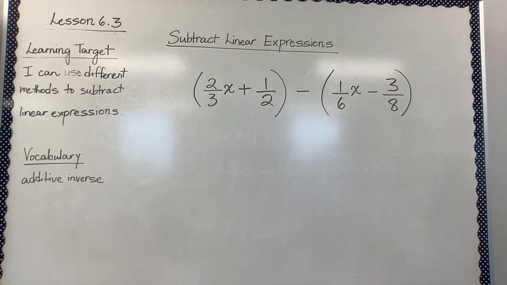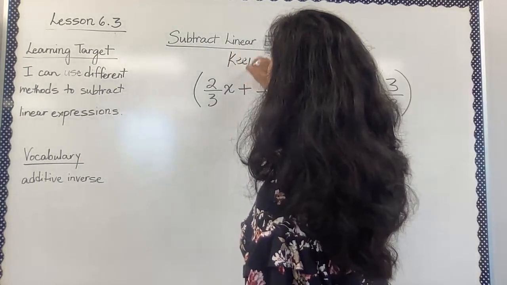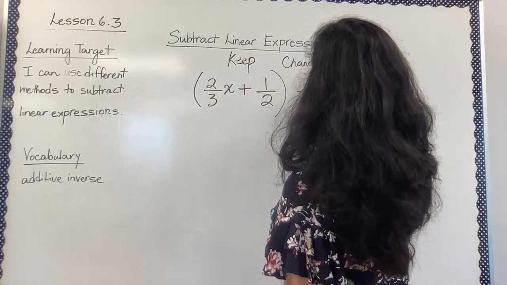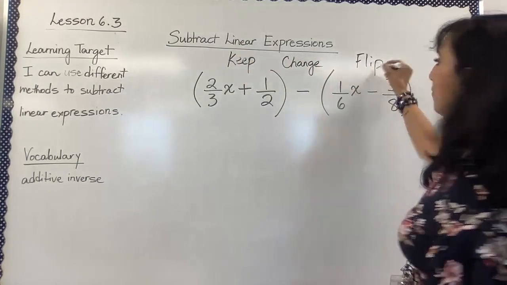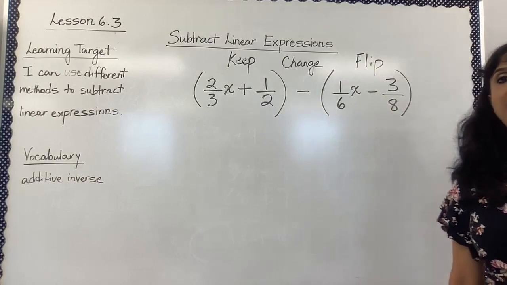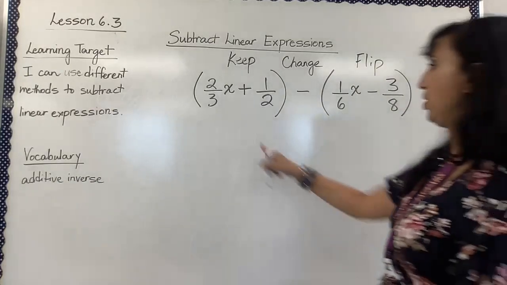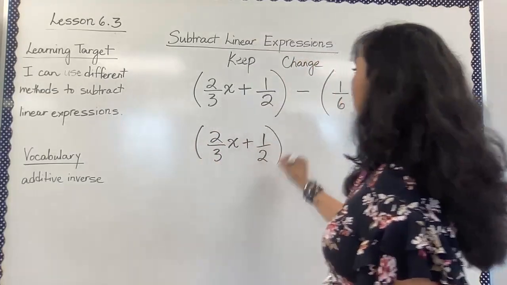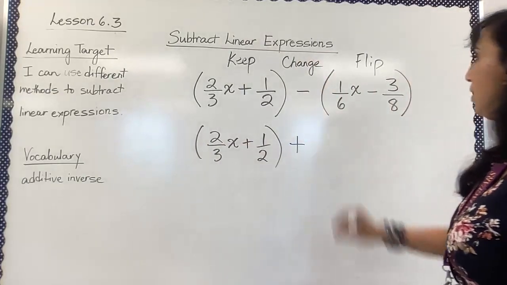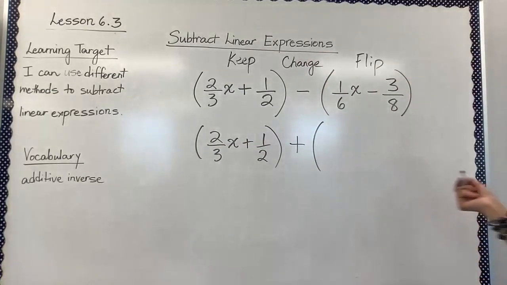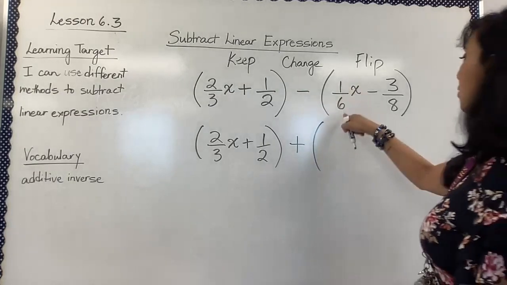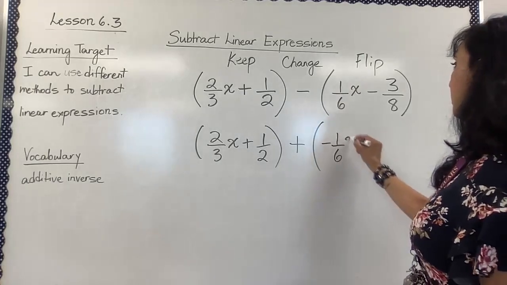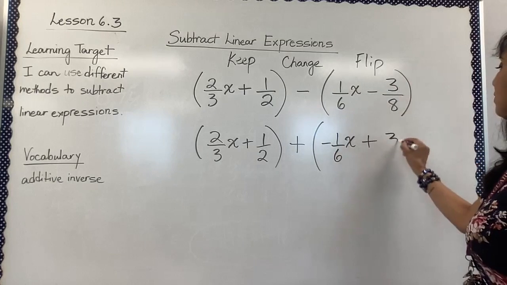We are going to follow exactly the same thing we've been talking about. That means keep, change this sign, and flip the signs, because we are going to add the additive inverse. Keep the first one, and I get 2/3 x plus 1/2. Change the minus to a plus. Flip the second signs because I am finding the additive inverse. So the opposite of 1/6 would be negative 1/6 x, and the opposite of minus would be plus 3/8.